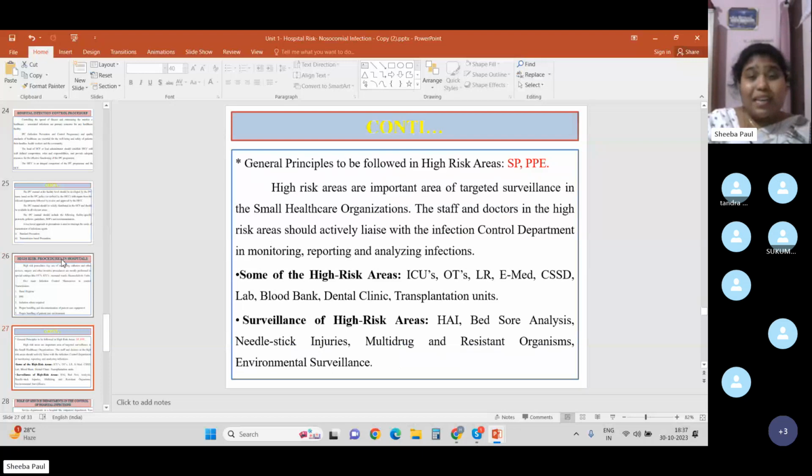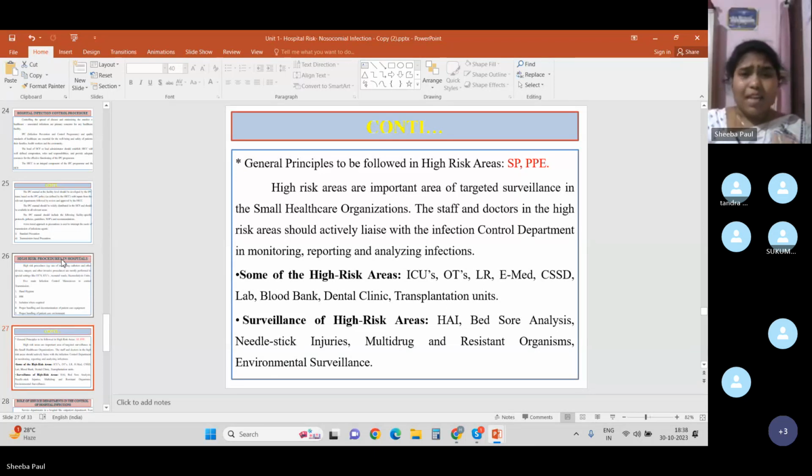Next are the general principles that have to be followed in high risk areas: special procedures for special areas, a highly sanitized area, and also the standard precaution techniques. Standard precaution techniques are nothing but, as I said again, ICUs, OTs are very sterile zones. From there, when we are transferring a patient, or when we are doing a procedure in the ICUs and OT, we should see that we follow all the aseptic techniques, and also PPE. PPE is nothing but the personal protective equipments. And the staff and the doctors in the high risk areas should actively liaise with the infection control department in monitoring, reporting, and analyzing infections. So making sure that the OTs and ICUs are not contaminated by external factors.